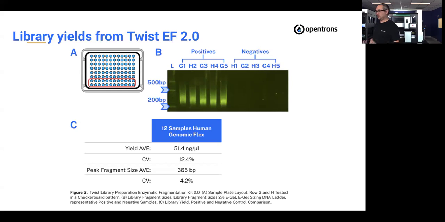This is the Twist protocol compared to the IDT xGen MC. This one has the fragmentation taking place on deck. So the first step is the fragmentation, then you go through the end prep, and the rest, the adapter ligation and the amplification. So this is putting a few more enzymatic steps on the robot itself.